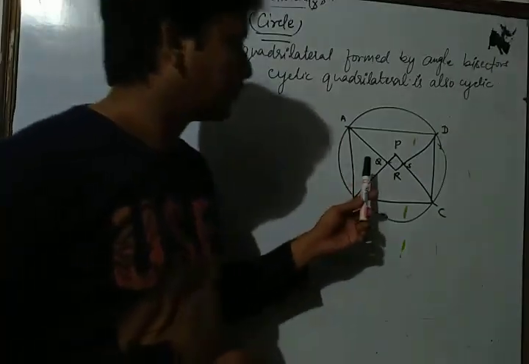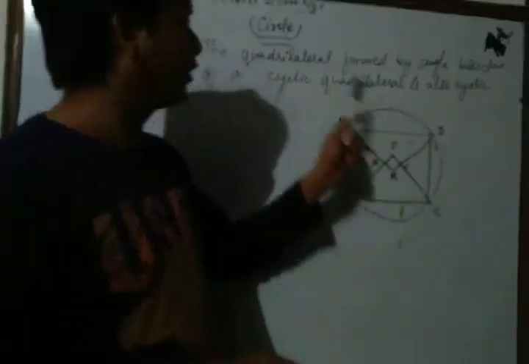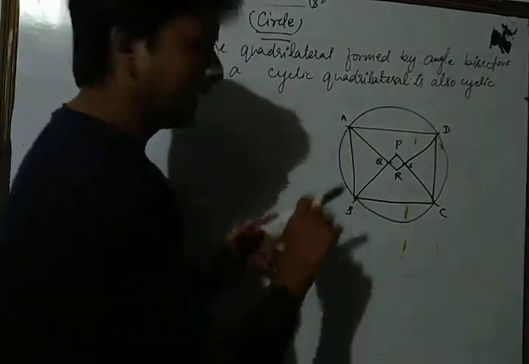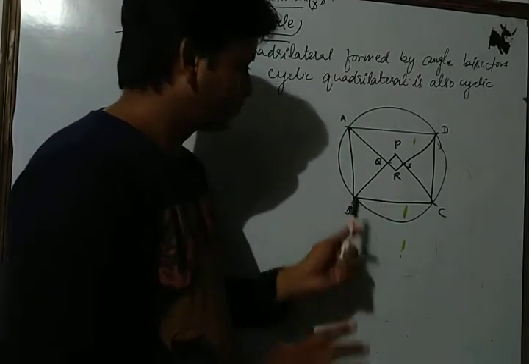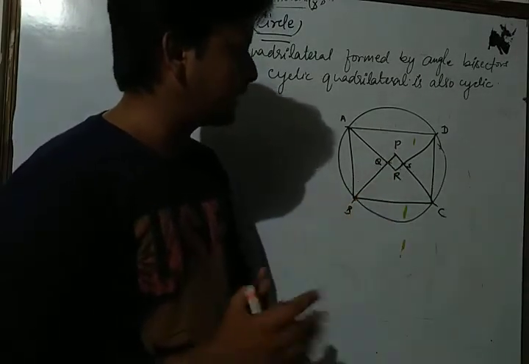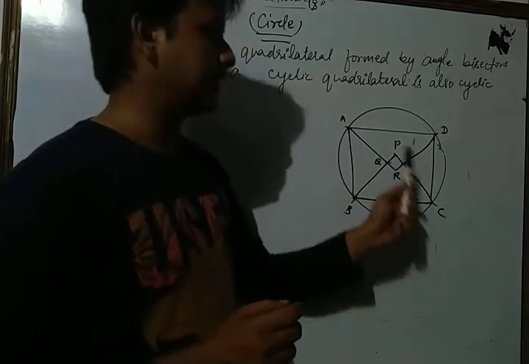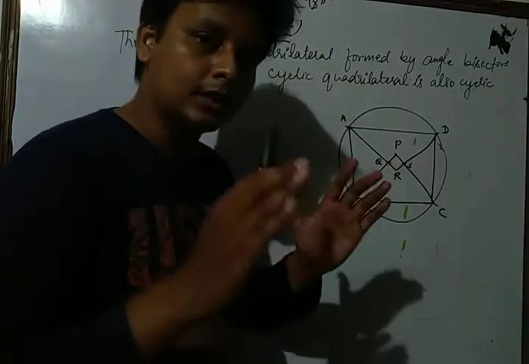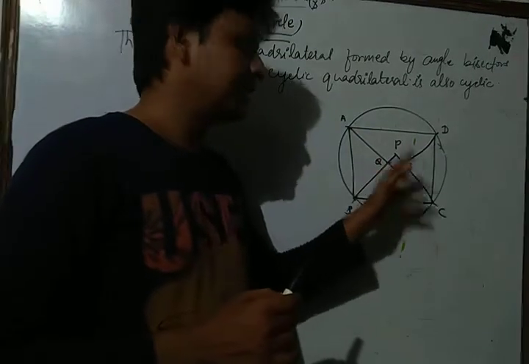In order to prove this, according to the theorem, the quadrilateral formed by the angle bisectors of the cyclic quadrilateral. Here ABCD is a cyclic quadrilateral, and the angle bisectors: AR is the bisector of angle A, BP is the bisector of angle B, CP is the bisector of angle C. Similarly, DR is the angle bisector of angle D. Now the quadrilateral formed by the angle bisectors of that cyclic quadrilateral is also cyclic.